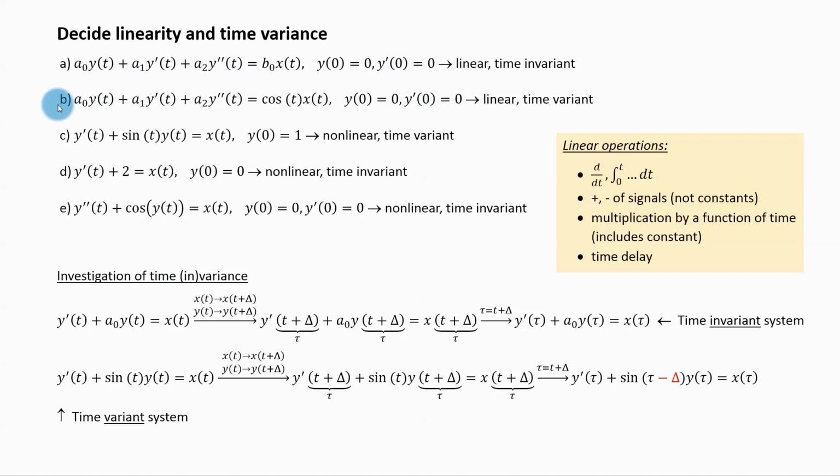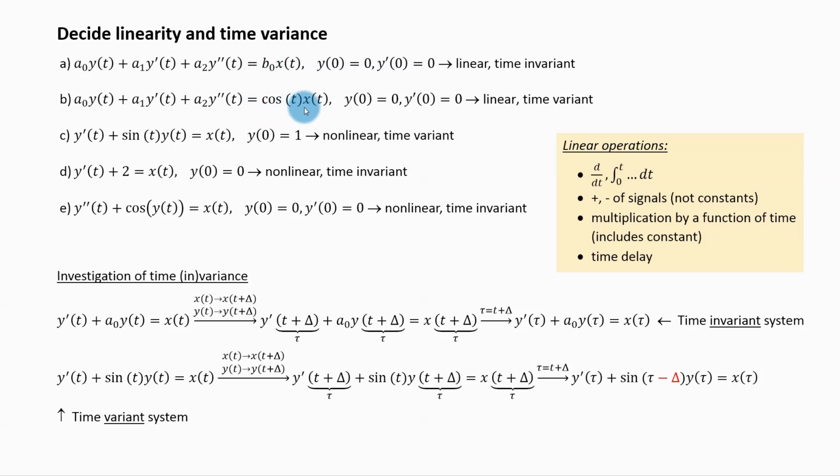The next case, this differential equation is the same as the previous differential equation, except I have replaced this constant by this function of time. Regarding the linearity, all of these operations are linear. This is multiplication by a function of time, which is a linear operation, and I have 0 initial conditions, so the system is linear.